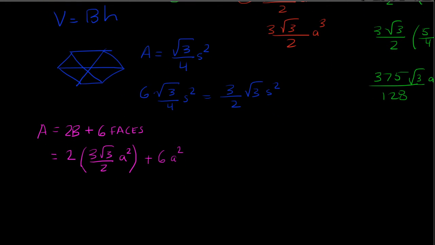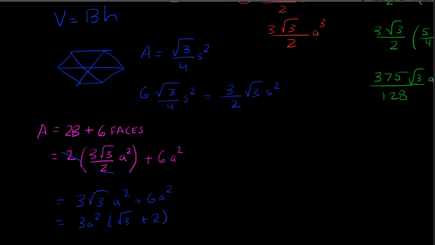Okay, I can simplify this. The 2's are going to cancel. I'm left with 3√3 A squared plus 6A squared. I can factor out a 3A squared to get root 3 plus 2. So that's the area of the smaller one.